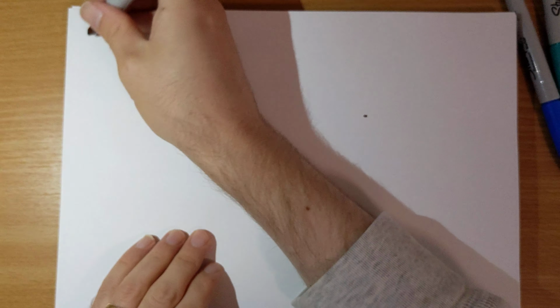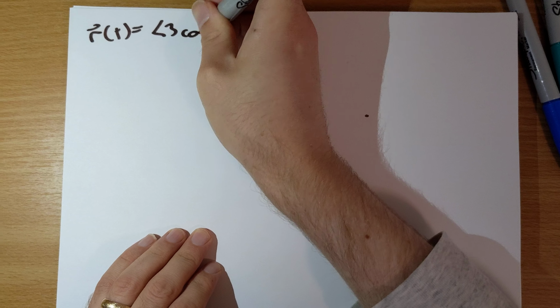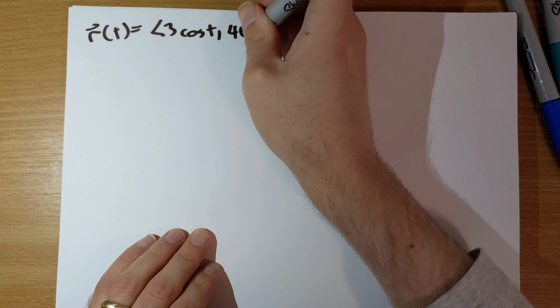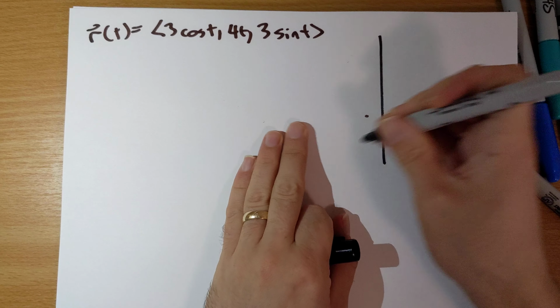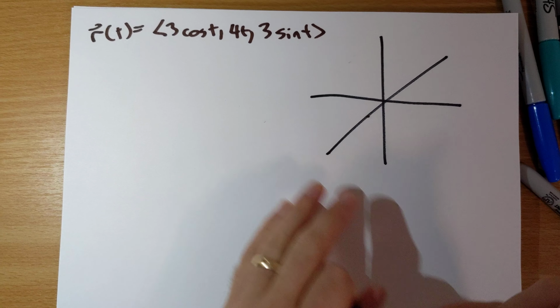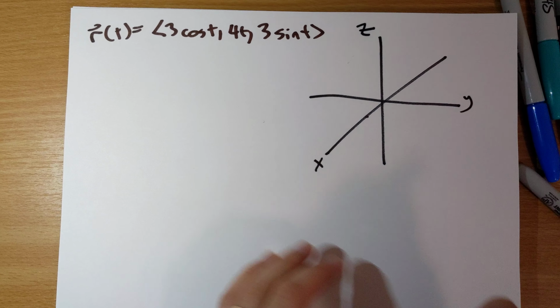Problem number 15. Consider a vector valued function r of t equals 3 cosine t, 4t, and 3 sine t. So the first thing we have to do is sketch r of t on a set of axes here, x, y, and z.